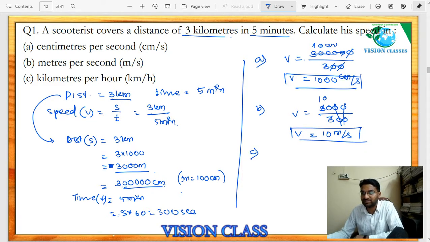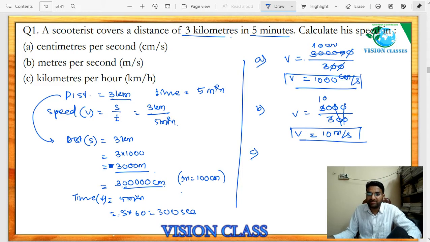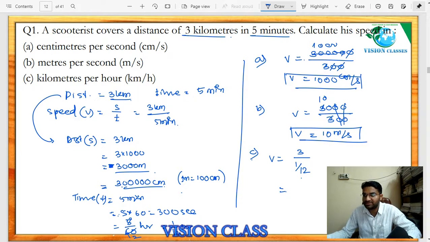And the C part, kilometer per hour. Here the time is in minute, so to convert this minute into hour, we just divide by 60. 5 ones are 5, 5 twos are 10, so it's 1 upon 12 hour. So v is equal to 3 kilometer over 1 upon 12. Take the reciprocal, so 12 threes are 36 kilometer per hour. This is the speed.